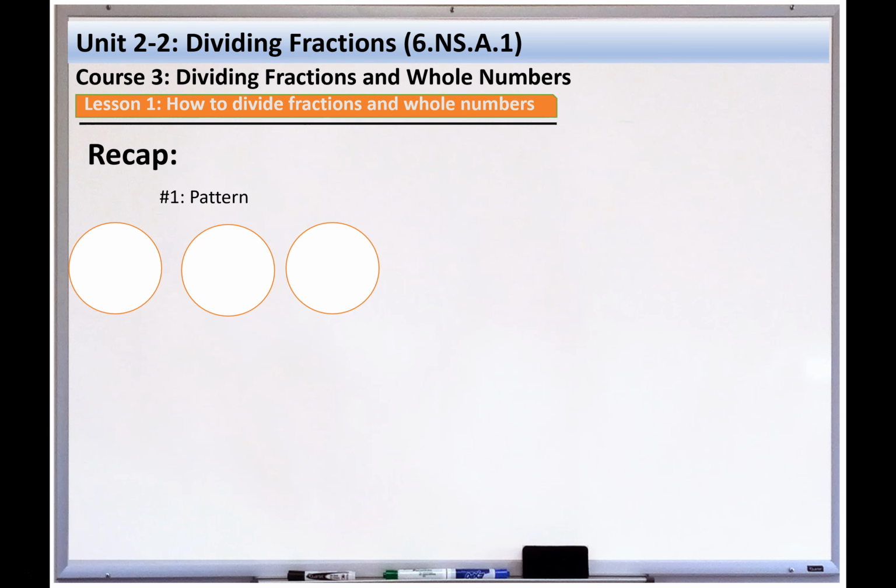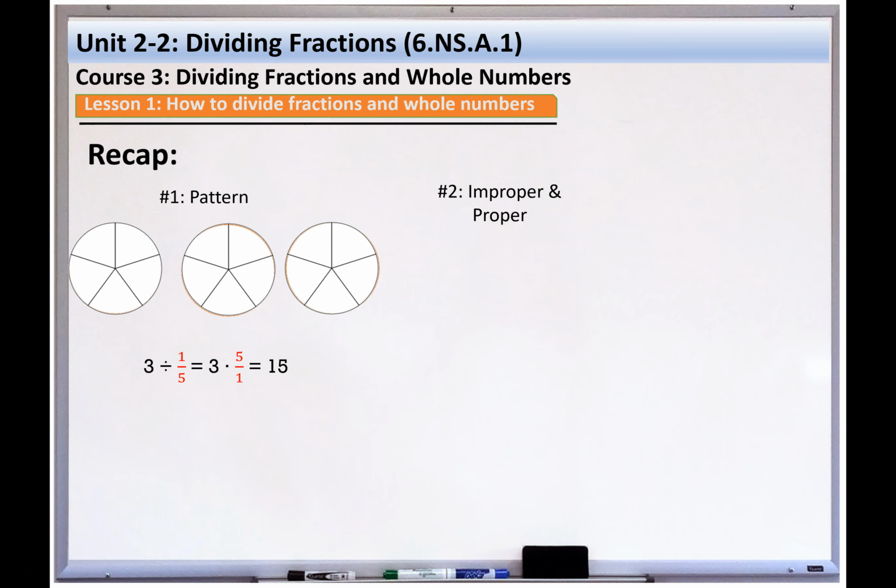The first thing we did was we talked about and learned the pattern, meaning the relationship between dividing fractions and a reciprocal. So we learned that dividing by a fraction, any fraction, is the same as multiplying by the reciprocal of that fraction, or in general, dividing by a fraction is the same as multiplying by the reciprocal of the divisor. So in the second course, we applied that to improper and proper fractions.